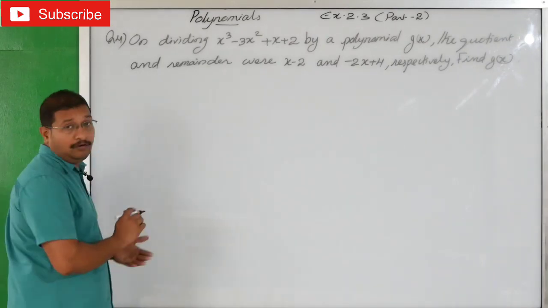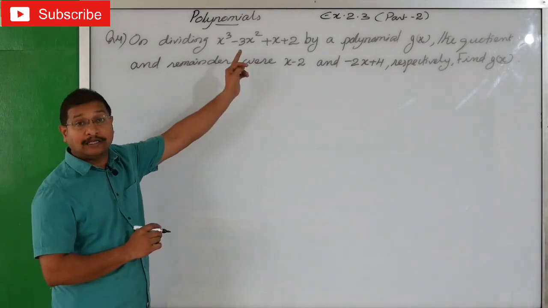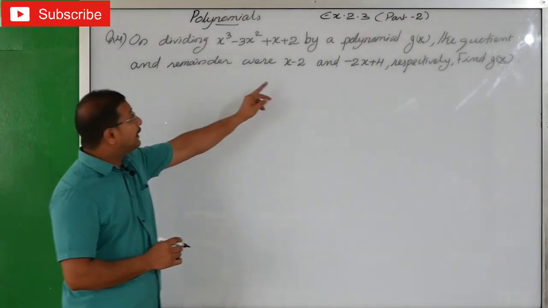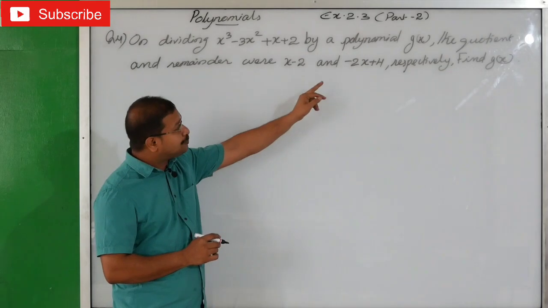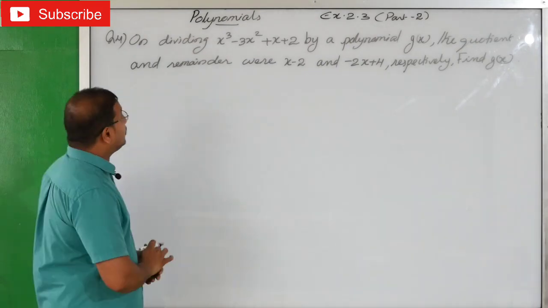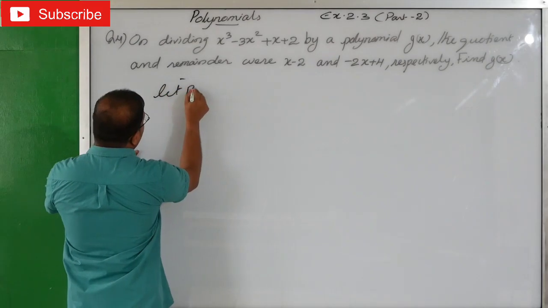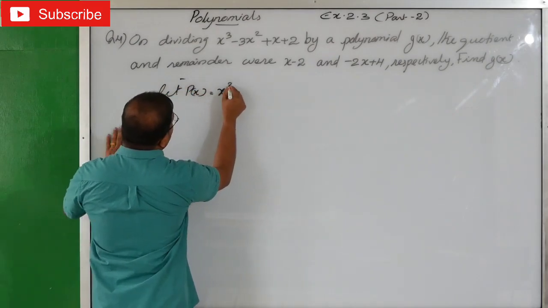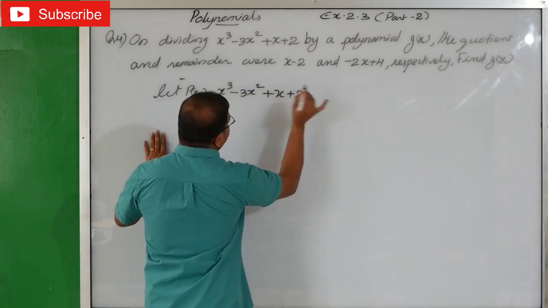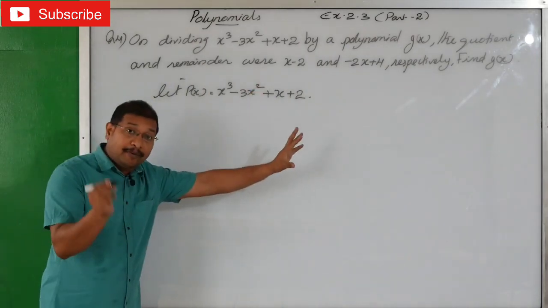Question number 4. On dividing x cube minus 3x square plus x plus 2 by a polynomial g of x, the quotient and the remainder were x minus 2 and minus 2x plus 4 respectively. Find g of x. Ready? So what is given? One polynomial is already given. So first we'll write, let the given polynomial p of x equal x cube minus 3x square plus x plus 2. Ready? And of course it is dividing by a polynomial g of x.